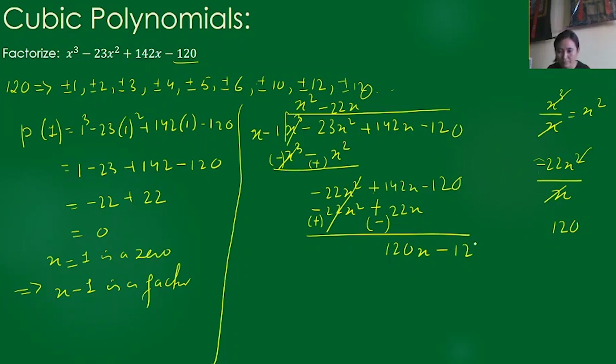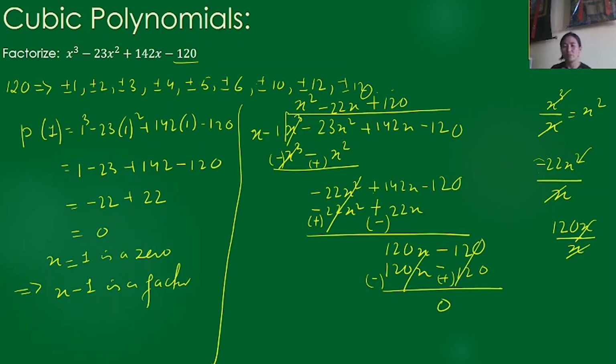Sorry, in the question we have 120. So 120x divided by the first term of the divisor x, you'll get 120. So here we'll write plus 120. So 120 into x is 120x, plus into minus is minus. So 120 into 1 is 120. So here this becomes minus, this minus becomes plus, all get cancelled and the remainder is 0.